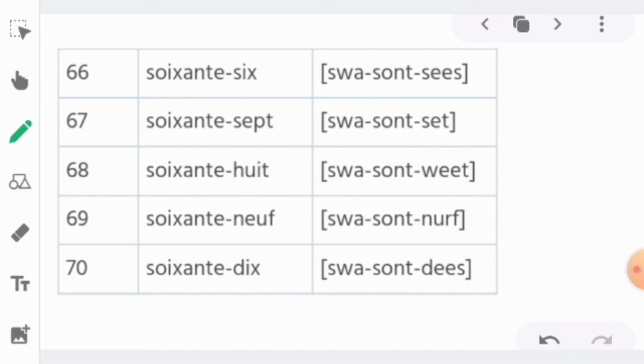Now here it is 70, so there is no special word for 70. As you can see, for 50 it is cinquante, for 60 it is soixante. Now for 70 there is no such special word, okay.